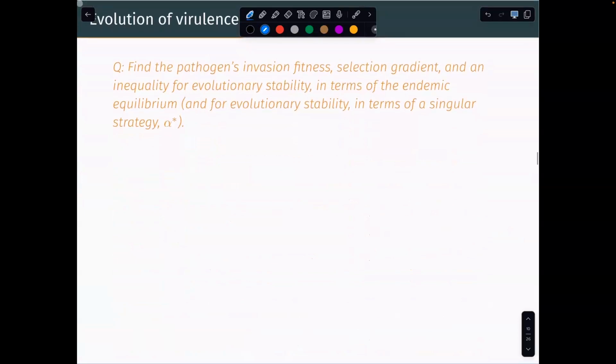What I want you to do now is find a pathogen's invasion fitness and its selection gradient, and then an inequality for evolutionary stability in terms of our endemic equilibrium. So don't substitute in our endemic equilibrium because things will get kind of messy. Your evolutionary stability here will be in terms of your singular strategy alpha star. Don't worry about finding that now. Just find expressions for your invasion fitness, your selection gradient, and then an inequality for evolutionary stability, okay?